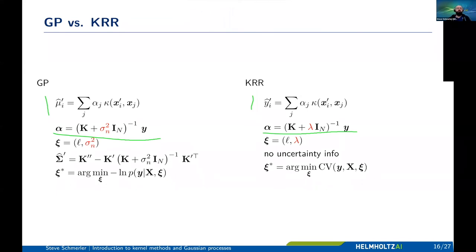And again, in the GP, we have uncertainty information, which we do not have in KRR. There just is no theory for uncertainty. And in the GP, we have an objective function that we can minimize for the hyperparameters that falls out of the theory, while in KRR, we have to use something like cross-validation.